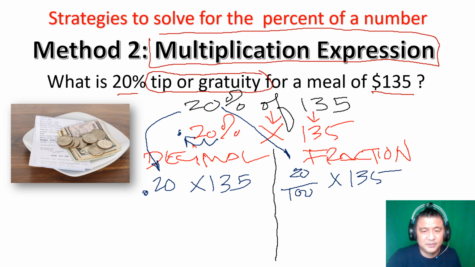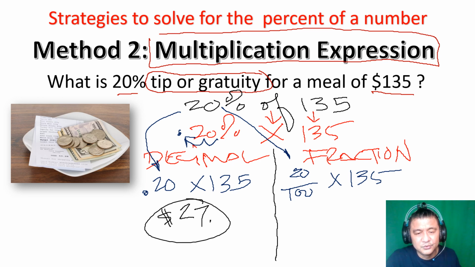Let's look at the decimal way. The decimal way would be what? 0.20. So you can just outright multiply 135 times 0.20, you will get $27. You can use your calculator or just simply do long multiplication.